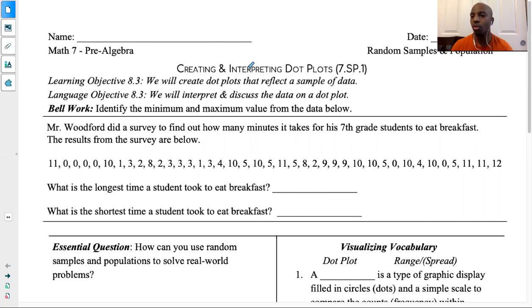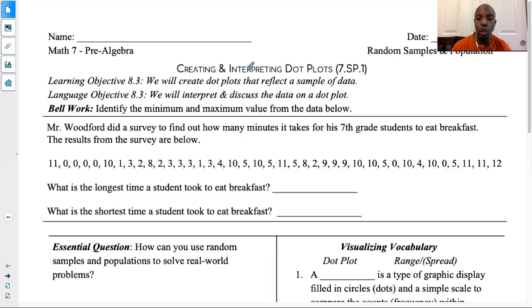Now, this is not realistic. This is me using an example of information. But the bell work is simply asking, what is the longest time a student took and what is the shortest time a student took? So take a minute to read all the data and tell me what is the longest time and what is the shortest time. You can pause it if you need.